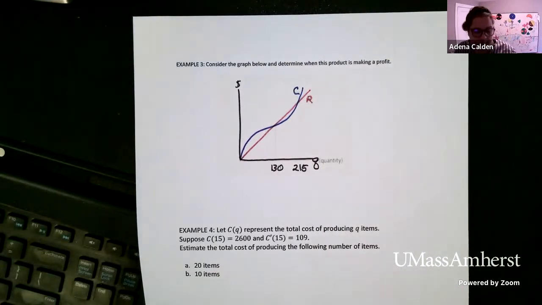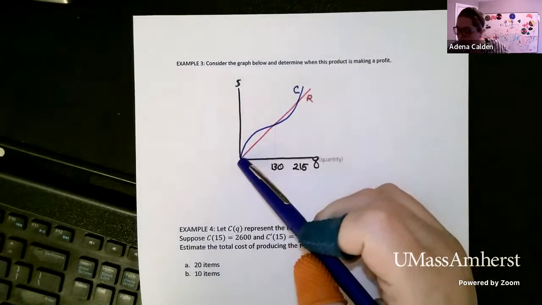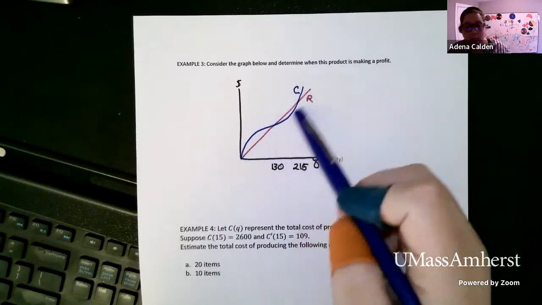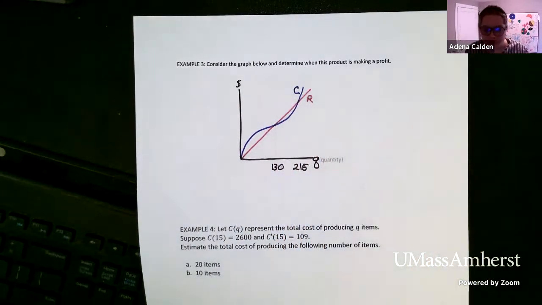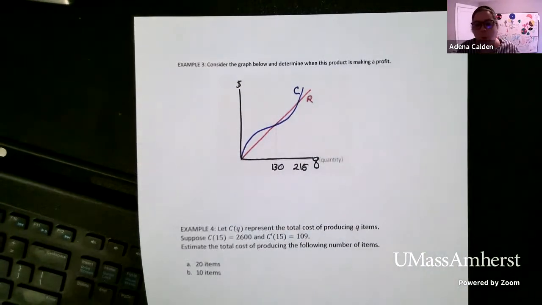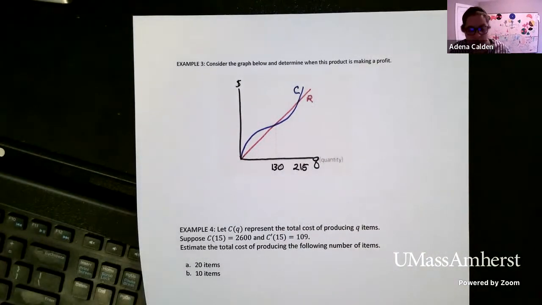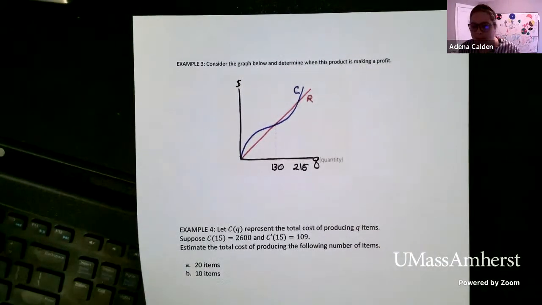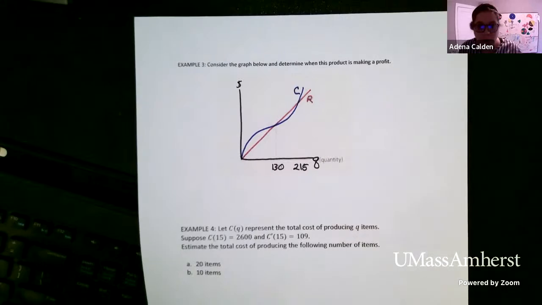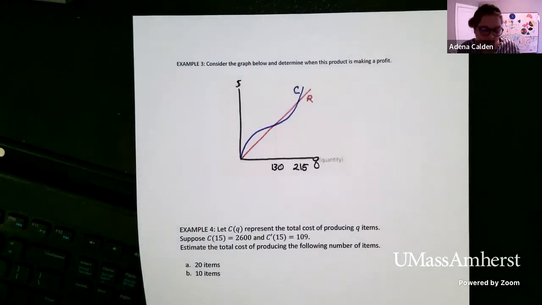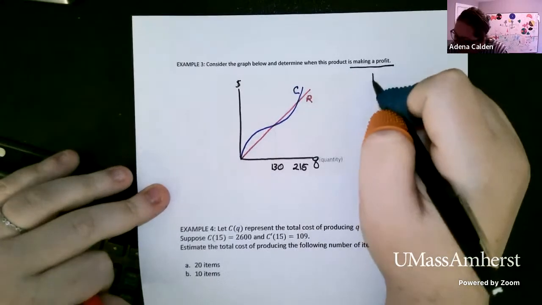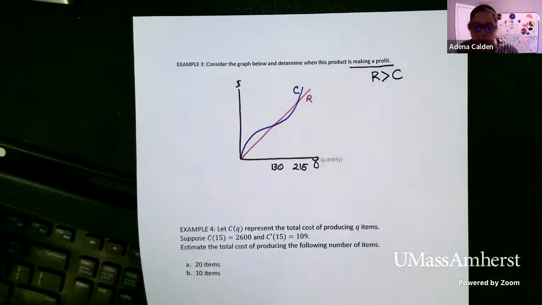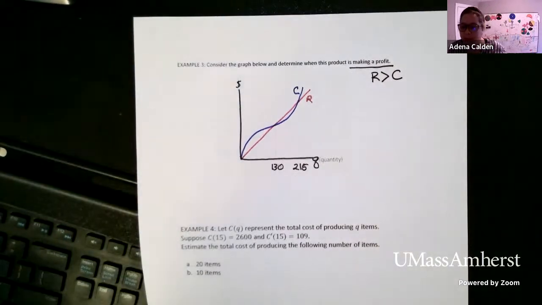Okay, so what are we looking at here? So we have a cost function in blue that is not linear. And then we have a revenue function in red that is linear. And the question itself is, when are we making a profit? Okay, so think about profit. Profit is revenue minus cost. So when we say making a profit, what we really mean is, when is the profit positive, right? So when are we actually making money? And so in order to be making a profit, we would need our revenue to be more than our cost, right? We need more money coming in than we're putting out.